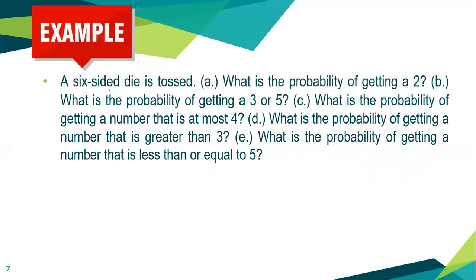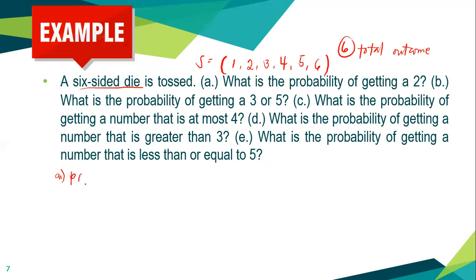So, di ba, if you toss a 6-sided die or dice, ano lang ang mga possible outcome? Ano lang yung mga possible na lalabas? We have 1, 2, 3, 4, 5, and 6. These are the possible outcomes. And ilan ito? Sila ay 6. So, your 6 is your total outcome. Okay? How about for letter A? Ang sabi kay letter A, probability of getting 2. Ilan ba ang 2 doon sa ating sample space? We only have 1. So we have 1 over 6.